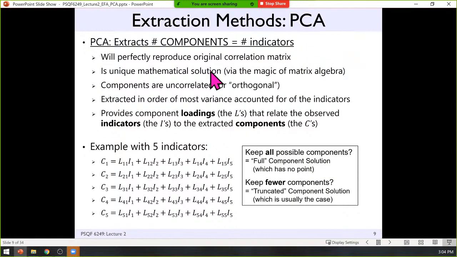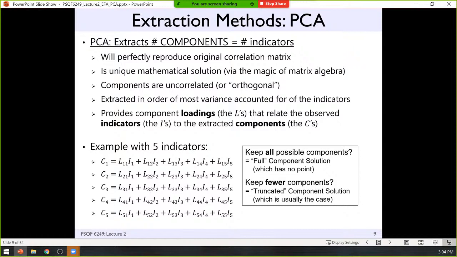PCA is a model that is formative. The trait, called a component, is the outcome. So you will perfectly reproduce any correlation matrix, the full one with all the variances, if you have as many components as you have responses.